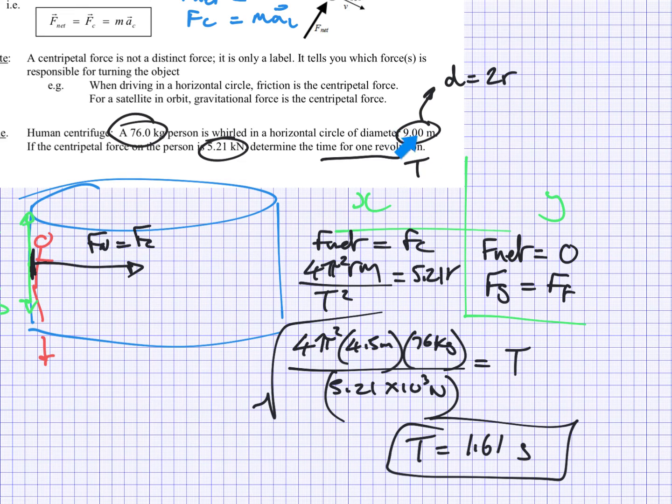4.5 is obviously half of the diameter. 76 is the mass of the human in the centrifuge. And then there's my 5.21 kilonewtons. Whole thing square rooted gives me 1.61 seconds. And that is to 3 significant figures.